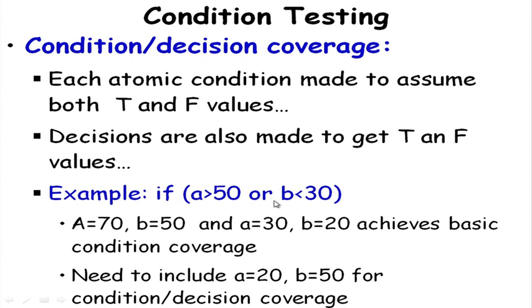The decision evaluates to true for both the test cases, and therefore, we need to include another test case to achieve the decision coverage, that is a is 20 which sets it to false and b is 50. So, false or false, this becomes false, and these two set it to true. So, decision coverage is achieved. So, for condition decision coverage, we might have to augment the test cases to achieve condition coverage.